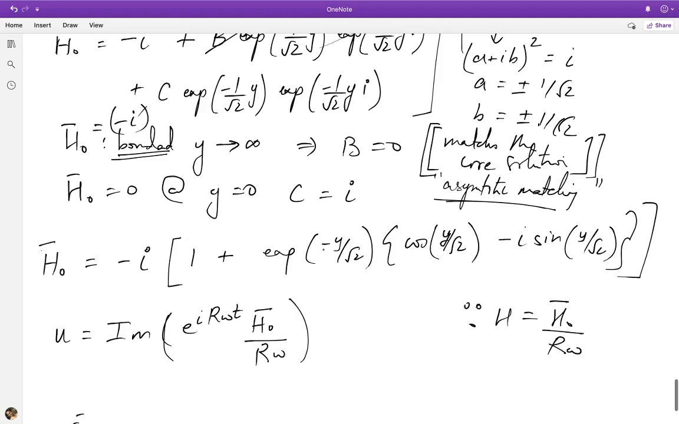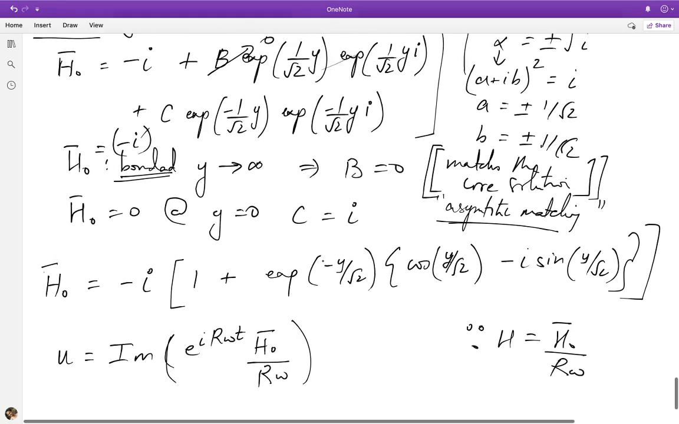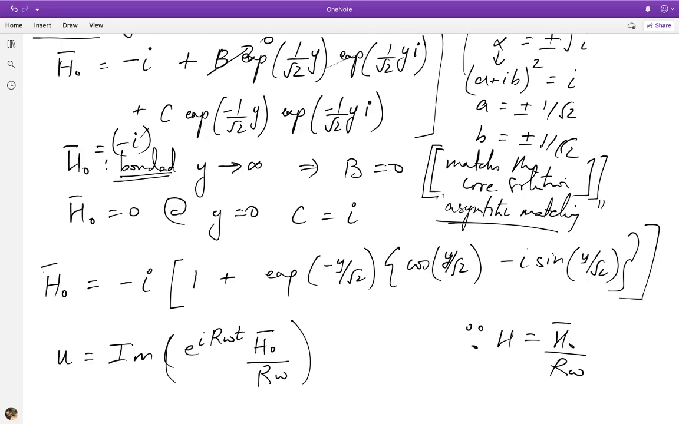But if y starts moving further away from the wall, it starts approaching infinity, which it will, because remember y is just the r coordinate times rw to the half. So for large rw to the half values, for large frequencies, this y will really take large values as I start approaching the core. When that happens, this term will go to 0 and only minus I will dominate. So this is the benefit of asymptotic matching.